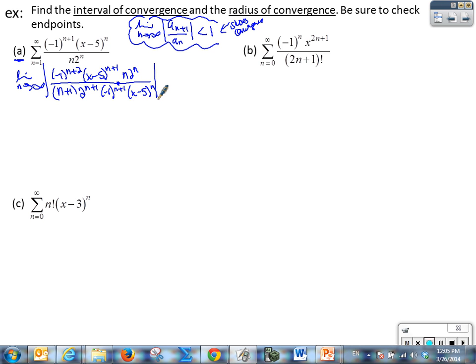Okay, I'm going to pause there for a sec. We've done this test before. We've done the ratio test before. This shouldn't be new or different to you. It's just regular. So our next step is to simplify. Let's work on that.